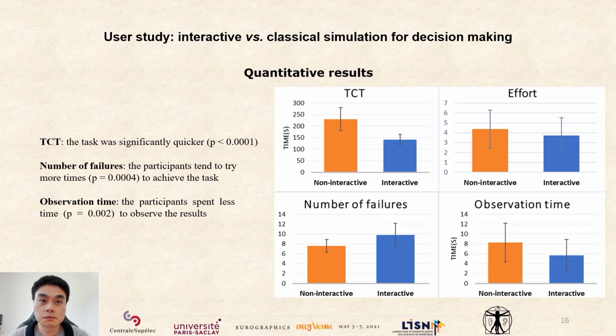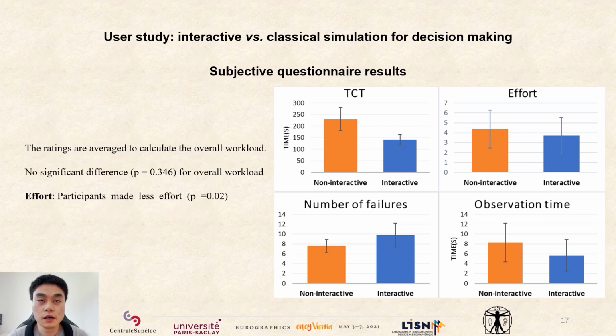Here are the results. For the TCT result, we can see that interactive simulation is much more efficient than classical simulation. And from the number of failures, we can see that interactive simulation allows users to make many more attempts to achieve the task. Because the interactive simulation is more efficient, it also allows users to run the simulation multiple times to achieve the task rather than analyzing the simulation result. We can also see this from the observation time, which shows that users spent much less time analyzing the result.